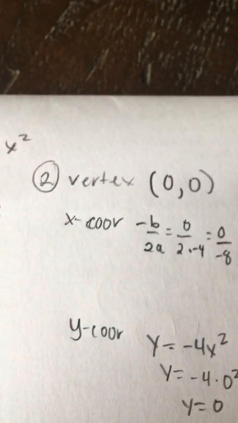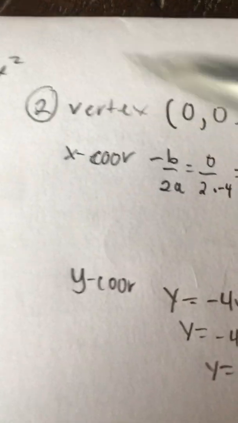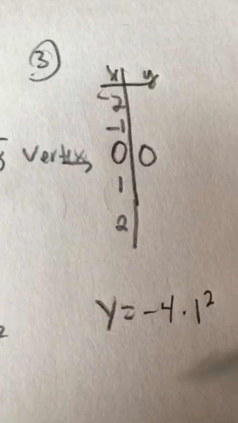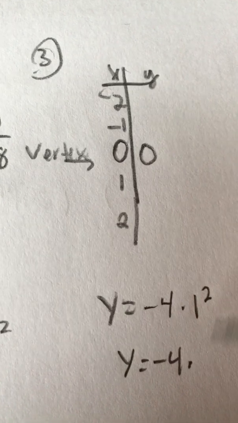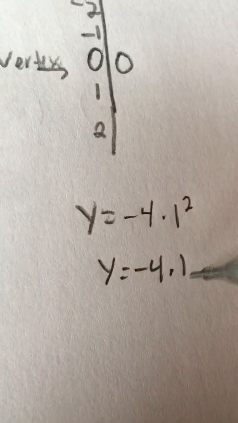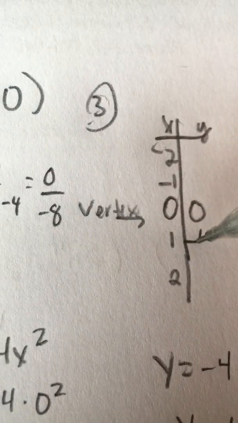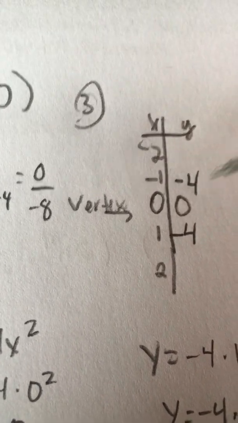Y equals, where do I plug it in? We always go back to our original, and we've done this several times in class. So y equals -4 times 1 squared. So I get y equals -4 times 1 squared is 1 times 1, which is 1. -4 times 1 is a -4. So across from 1 goes a -4. Because of the symmetry, across from -1, we're also going to put a -4.